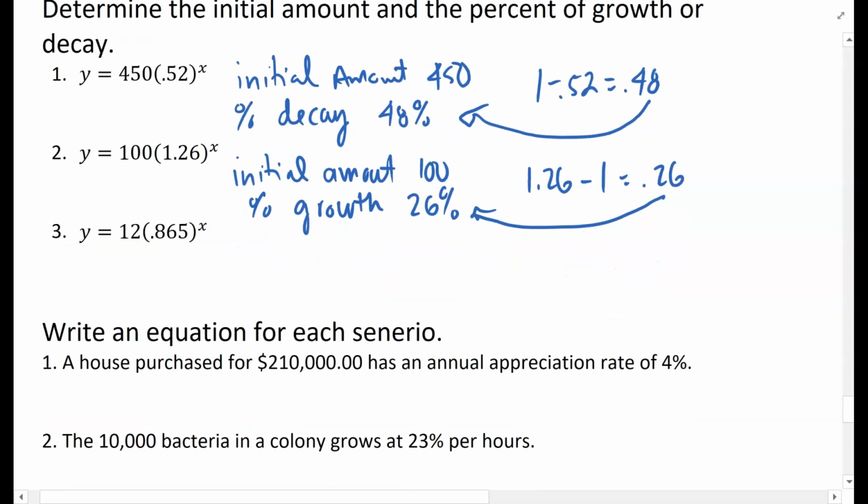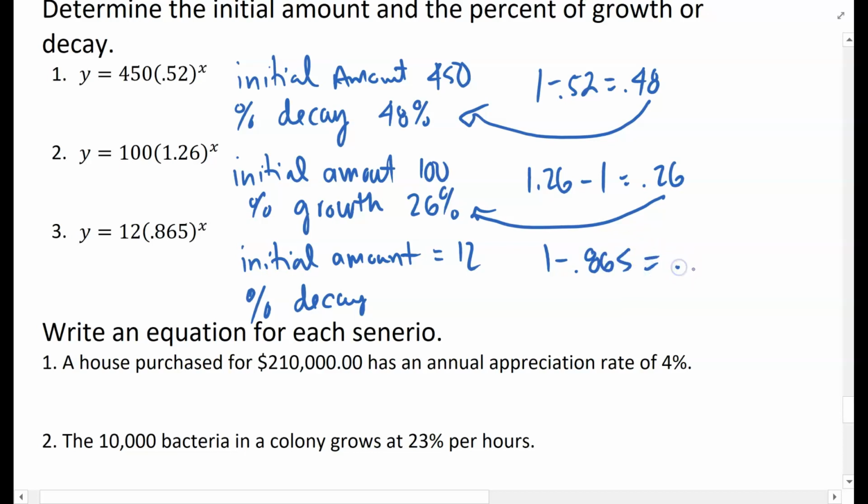All right, just one more quick example. Your initial amount here is 12, and then we have a percent decay. Again, because our b value is less than 1, if we take 1 minus 0.865, then that would give us 0.135, and so that is going to be a decay of 13.5%.